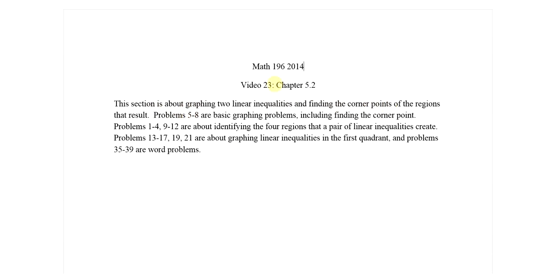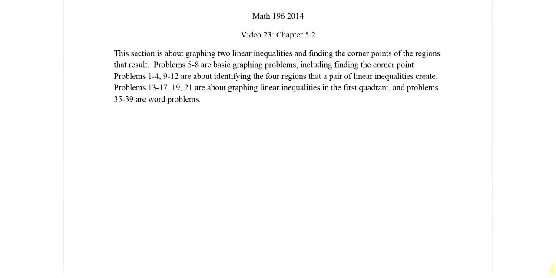So in chapter 5.2, problems 5 through 8 are the basic graphing problems, including finding the corner points. Problems 1 through 4 and 9 through 12 are about identifying the four regions that a pair of linear inequalities create. Then 13 through 17, 19, and 21 are graphing linear inequalities in the first quadrant, and 35 through 39 are word problems. A brief comment before we get going.